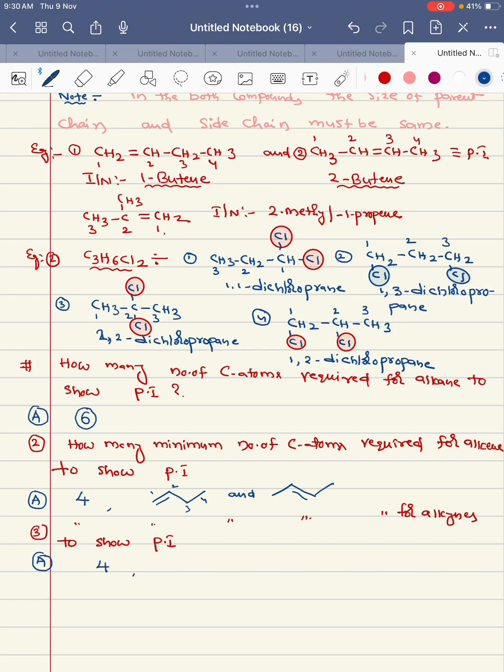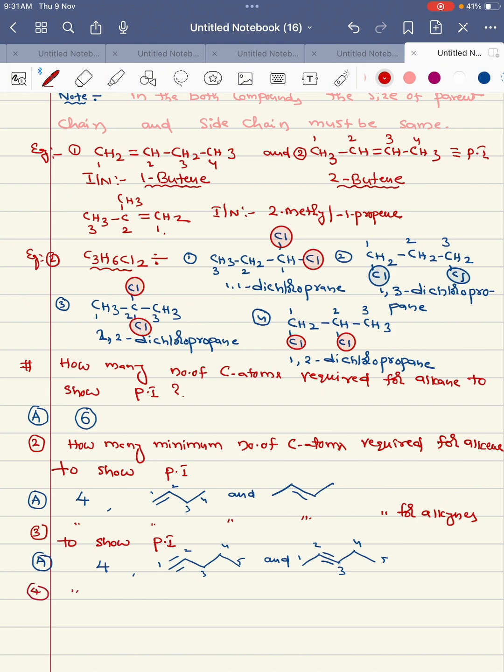The answer is also 4. See, 1, 2, 3, 4. Now it is called 1-butyne. Then 1, 2, 3, 4, and I am going to write the position isomer. Now I am going to keep the triple bond at the second position, 1, 2, 3, 4. Hence, the minimum number of carbons required for alkynes to show position isomerism is 4.